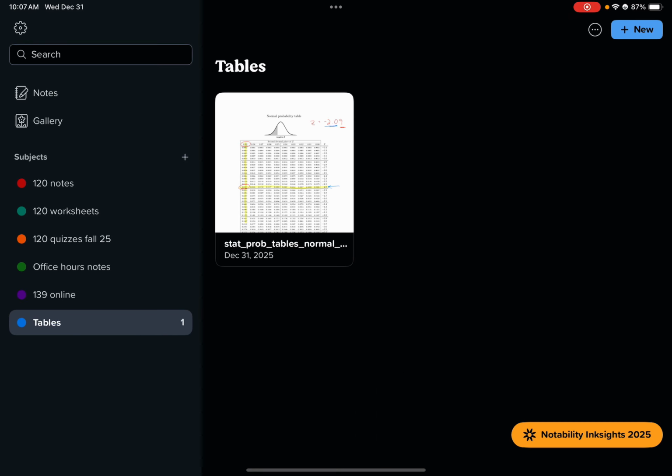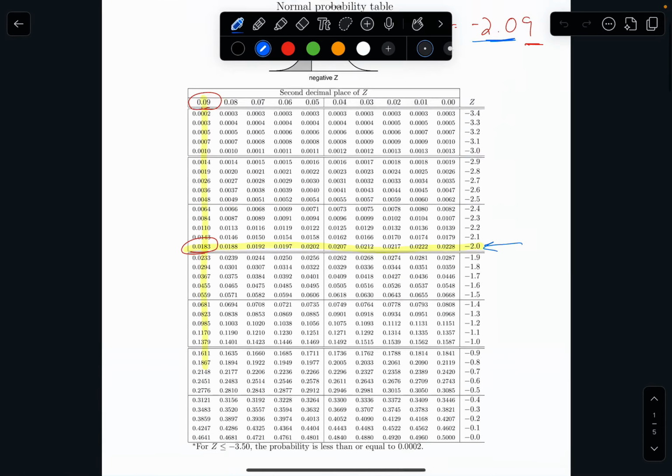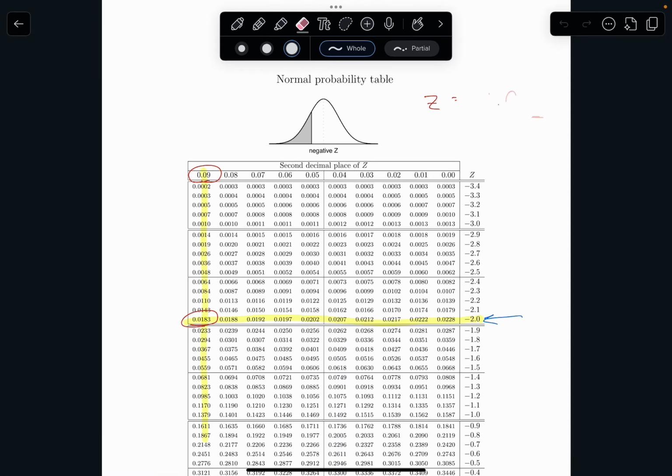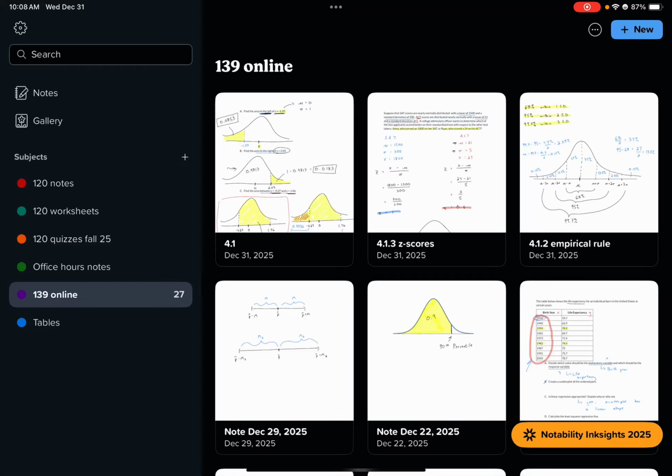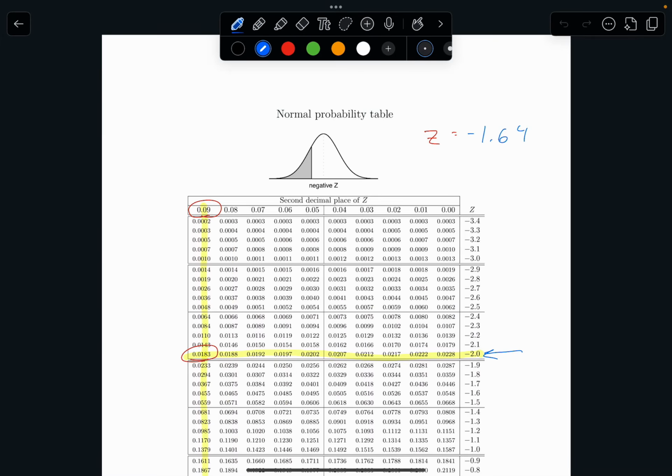So hopping back to our z-table one last time, our z-score this time around was negative 1.64. Let me actually just double check. Now I'm second guessing myself. Yes, negative 1.64. So our z-score is negative 1.64. Let's start fresh here. Negative 1.6, we must be looking at this row. So here is negative 1.6, and then the second decimal is a 4, so we're looking at this column right here.